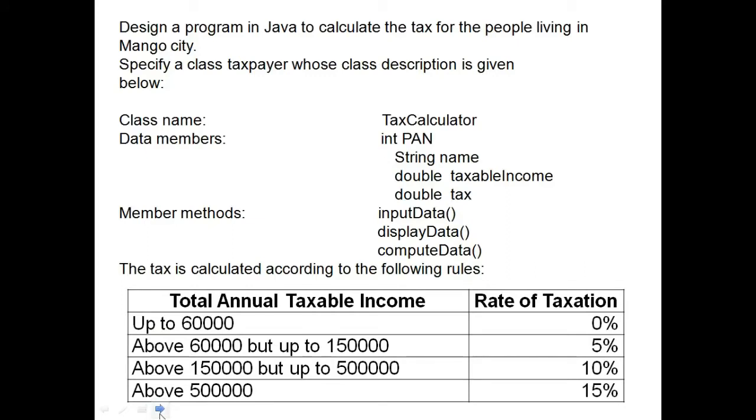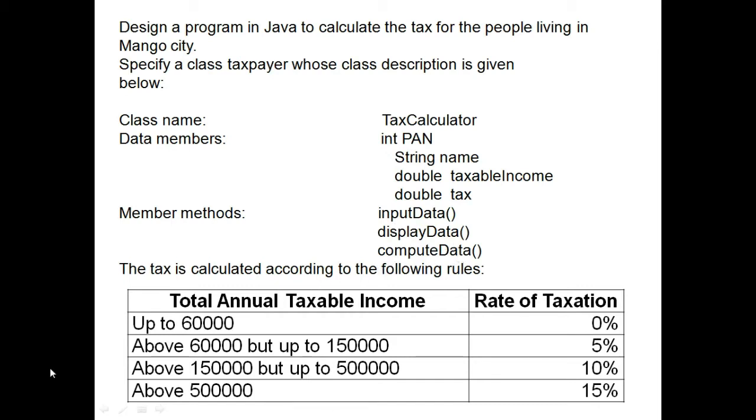So here the question is: design a program in Java to calculate the tax for the people living in Mango City. Specify a class taxpayer whose class description is given below. Class name is given as tax calculator, same name we have to use. Data members are int pan, string name, double taxable income, double tax. These are the data members, okay. Member methods are input data, display data and compute data.